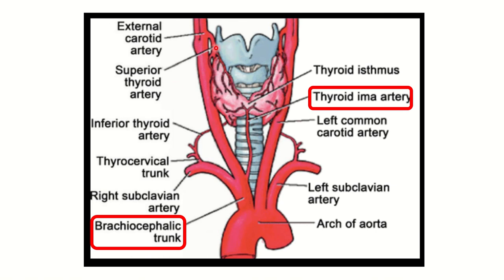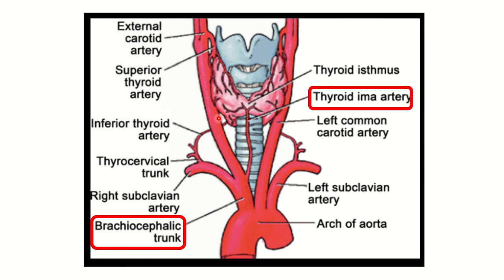Here we can see the superior thyroid artery. This superior thyroid artery supplies the upper part of the thyroid gland, and it arises from the external carotid artery. It is the first branch of the external carotid artery.